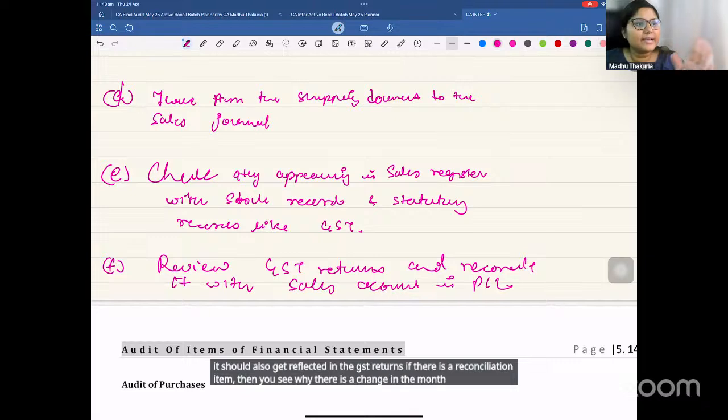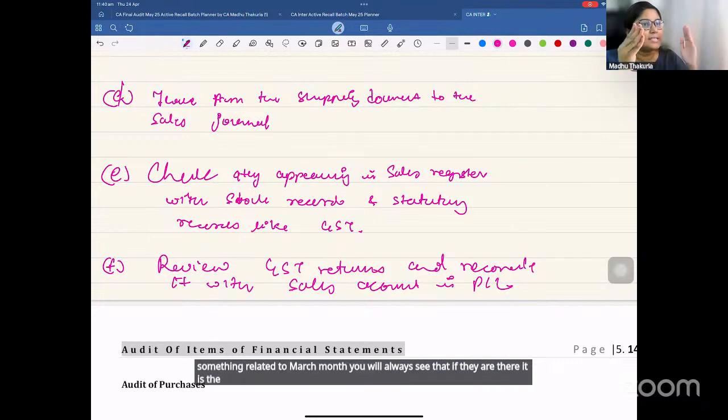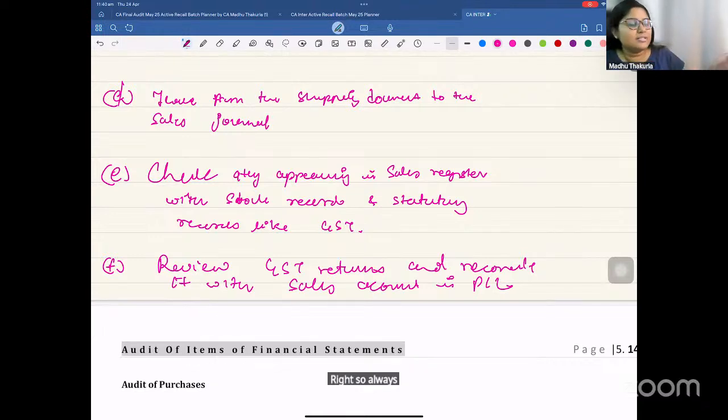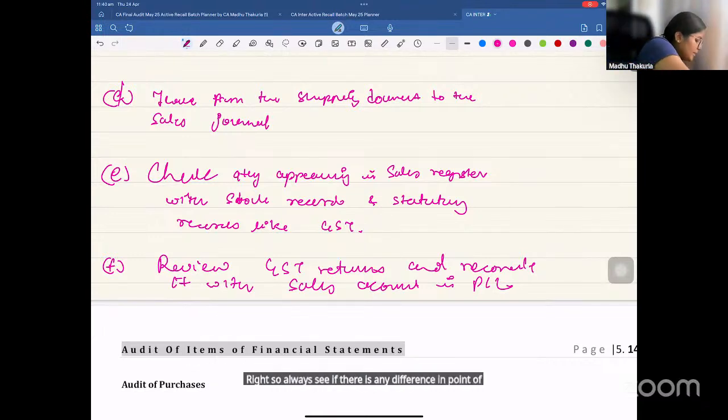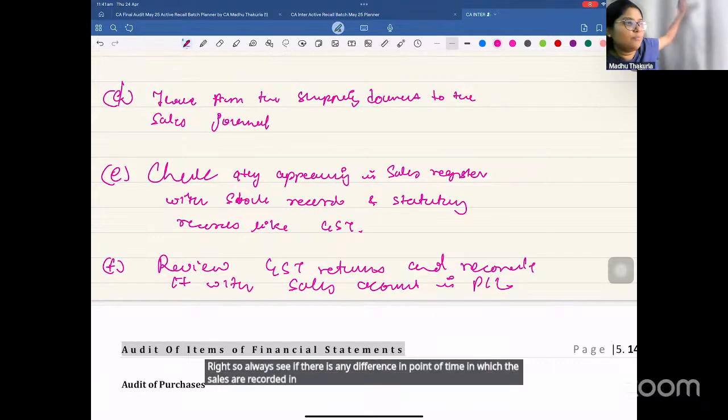Because mostly if it is something related to the month of March, you will always see that the invoices are already raised and sales is booked in the books in March, but in the GST return it is considered as a sale for the month of April. Right? So always see if there is any difference in the point of time at which the sales are recorded in the statutory records and in the books of account.